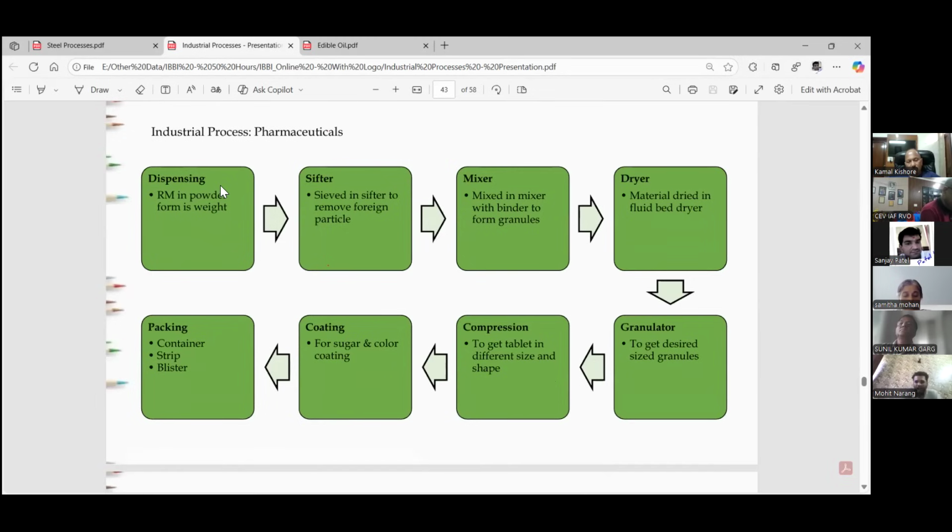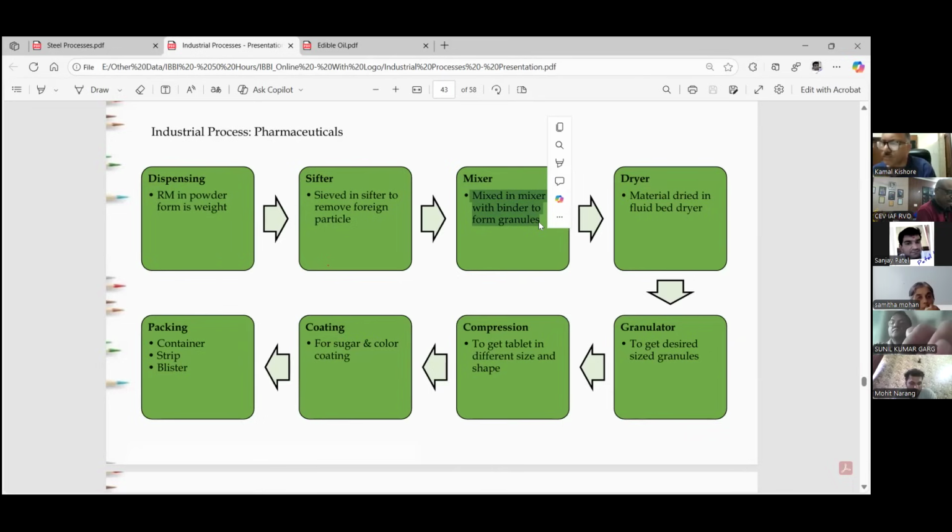Okay. Next is pharmaceutical products. In pharmaceutical products, we are discussing how a tablet is made. Okay. So the proper ingredient raw material powders are weighed and go to the sifter. Sifter means removing foreign particles. Okay, that is the cleaning process. After removing the foreign particles, it goes to the mixer. In the mixer, it is mixed with a blender to form a granulate.